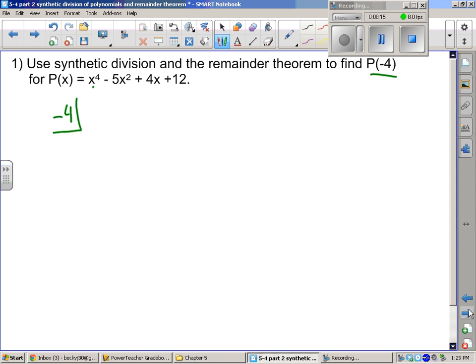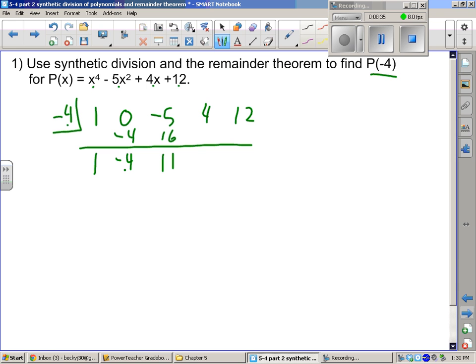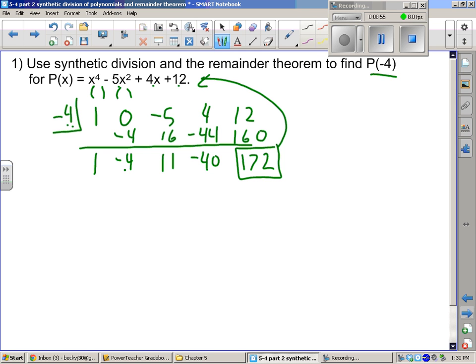Looking here, I'm missing the x to the third power, so I make sure I put in a placeholder. So I have 1, x to the third is 0, then I have negative 5, 4, and 12. So bring down the 1, multiply, add, then I multiply again, I get 16, which would be 11, multiply again, negative 44, add, I get negative 40, multiply again, that's two negatives, I get 160. So I get 172. Now all you have to do is look at the remainder, and that would be the answer if you were to substitute in for all these x's.